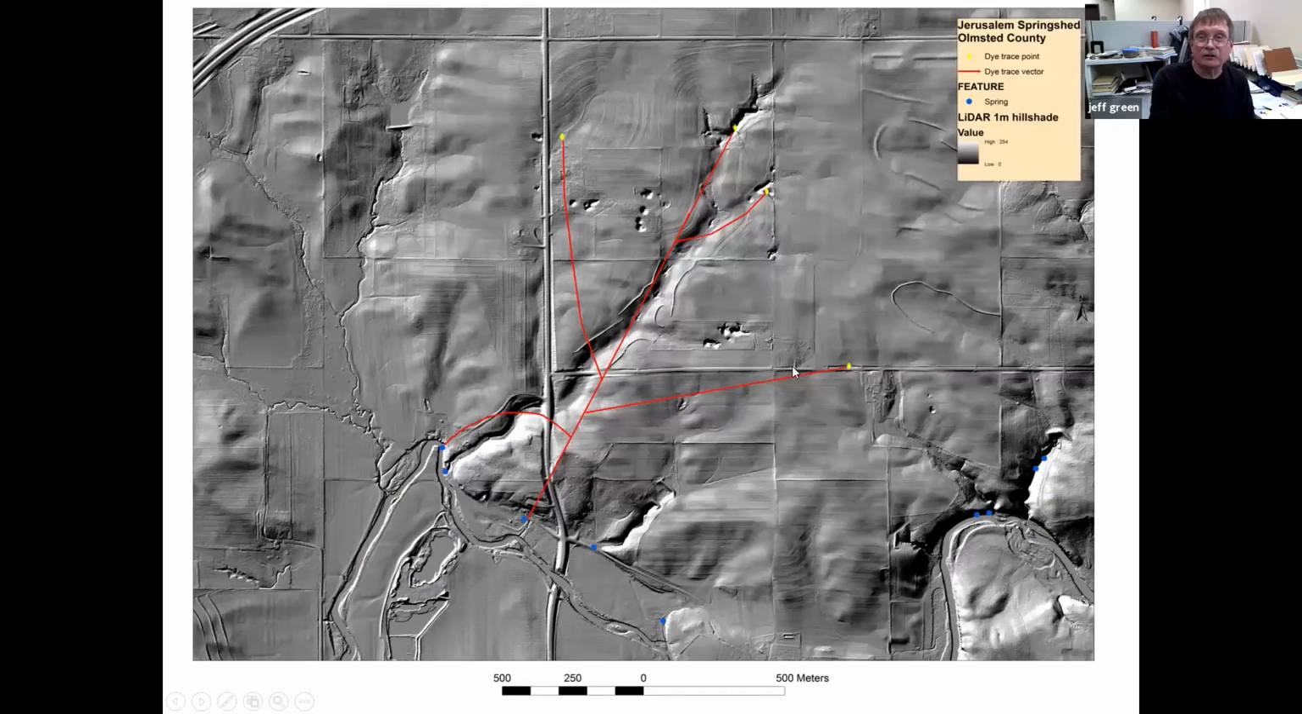This is a high resolution LiDAR topography map just south of Rochester. This is a blind valley.